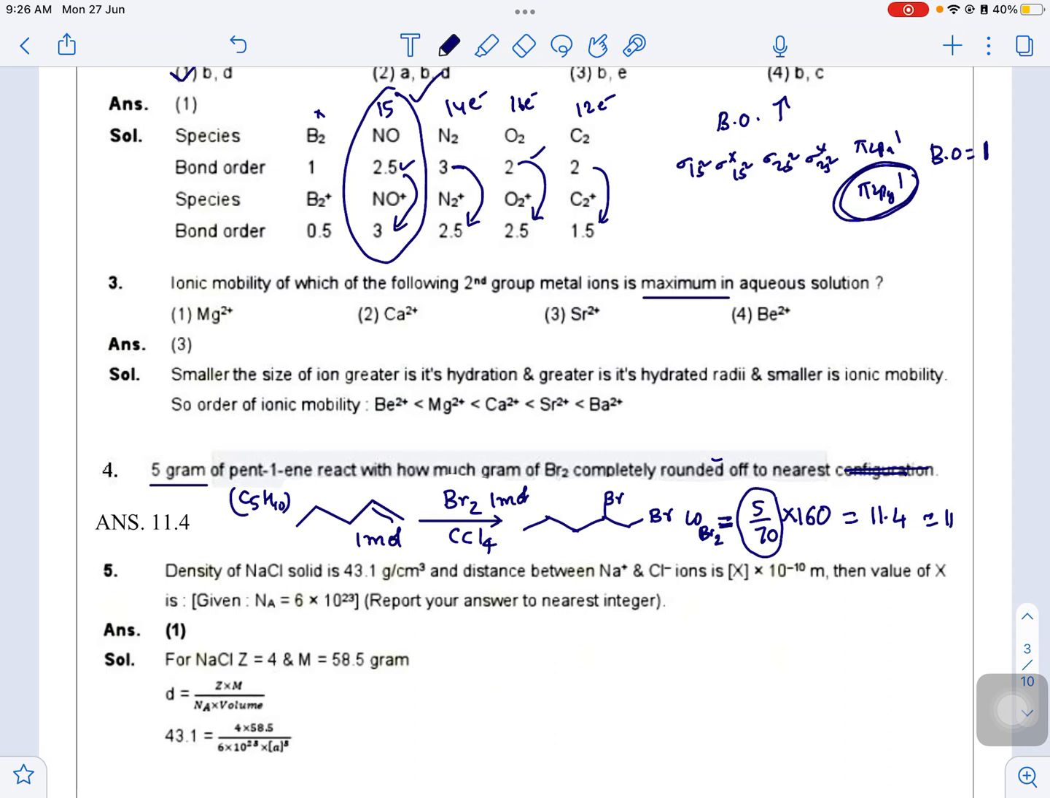So out of these ions, beryllium 2 plus is the smallest ion and gets hydrated to the maximum extent. Therefore, its mobility in water is least. Whereas out of these ions, strontium plus 2 is the larger ion. Its extent of hydration is less. So it will be hydrated less and its mobility is more.